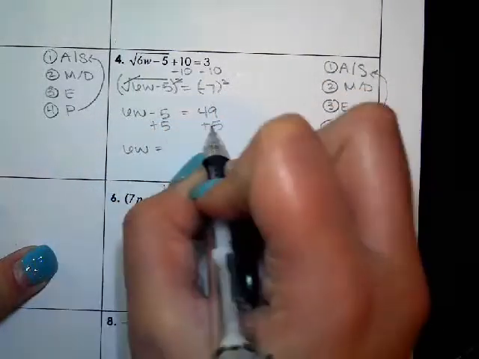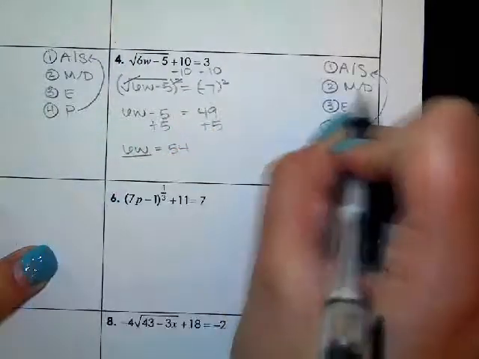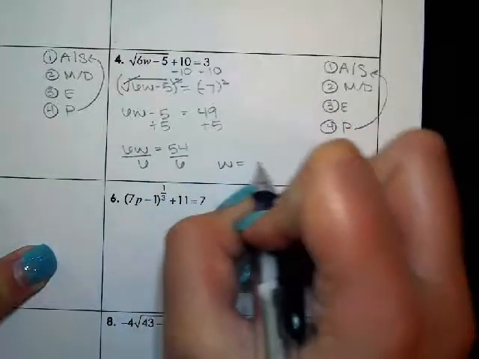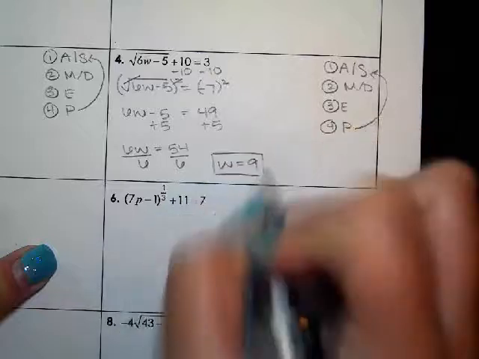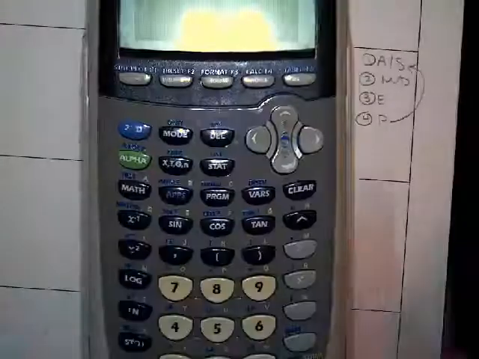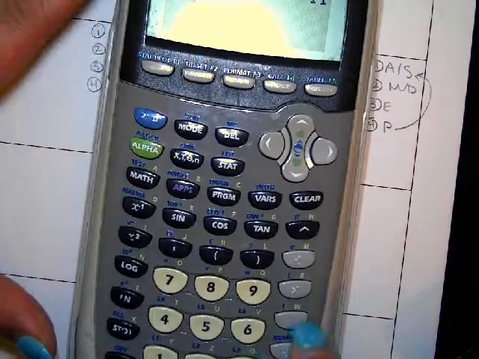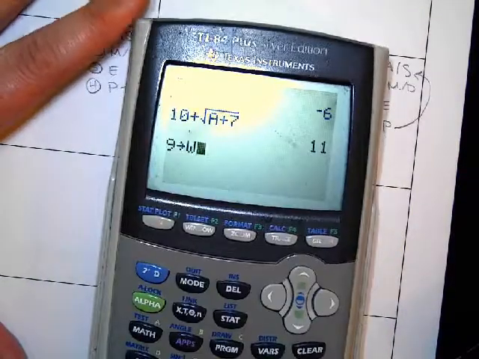6w equals 54. And then I can multiply or divide by 6. W equals 9. Okay. And so now I'm going to do the check step. So I'm going to take 9, and I'm going to store that as W, which is above the minus sign, so I'm going to do alpha minus. So 9 is stored as W.